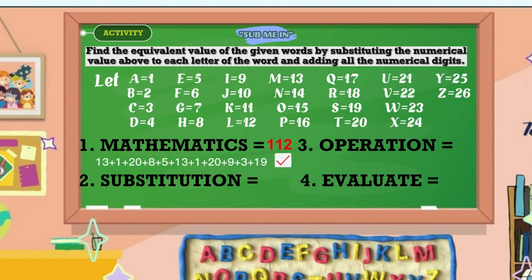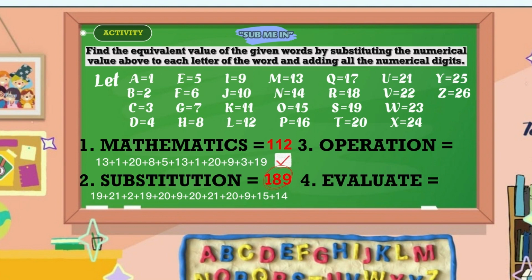Now number 2, substitution. What is your answer? It is 189. It is because 19 plus 21 plus 2 plus 19 plus 20 plus 9 plus 20 plus 21 plus 20 plus 9 plus 15 plus 14 is equals to 189. Correct.